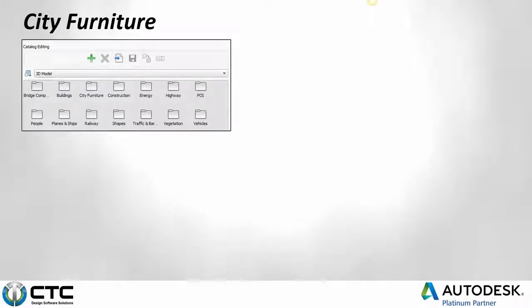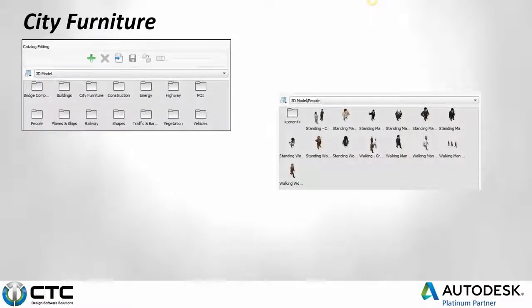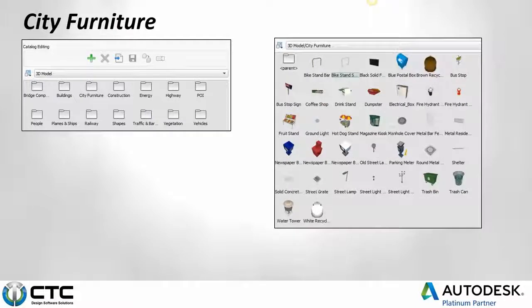When it comes to city furniture, we have a handful of categories in there. We have some bridge components, buildings, generic city furniture. It breaks down into more categories: construction, energy, highway, points of interest, people, planes, ships, railways, shapes, traffic barriers, vegetation, vehicles. If I look at city furniture, I see things like mailboxes, recycling containers, bus stop signs, fire hydrants, small things that you might see around a downtown area that I can drop in.